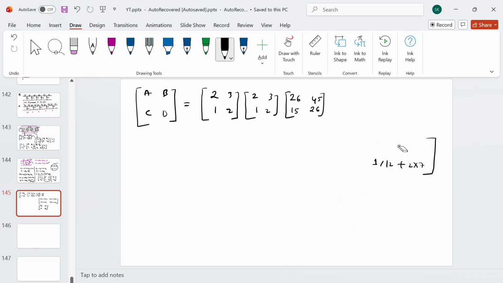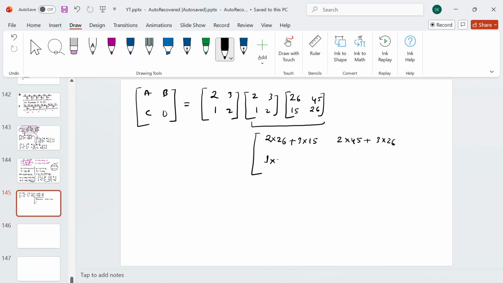So now you have to multiply these two matrices. So 2 into 26 plus 3 into 15, 2 into 45 plus 3 into 26, 1 into 26 plus 2 into 15, 1 into 45 plus 2 into 26.